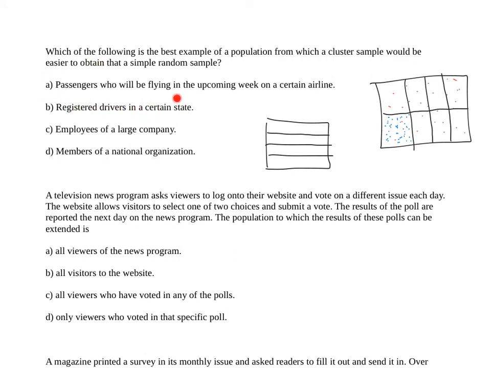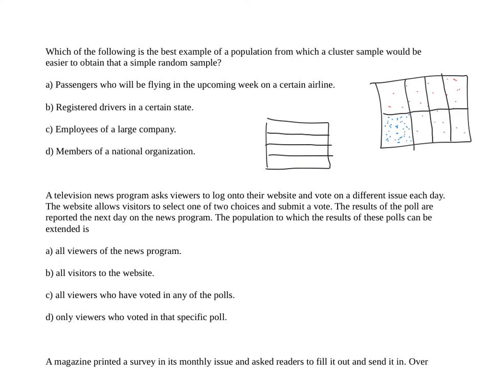And this is the one that is, I think, the easiest. You're flying in the upcoming week on a certain airline. So say Southwest Airlines wants to poll people who are flying with them. Well, what's an easy way for them to obtain cluster samples? You just take people on certain flights, right? I mean, you don't have to get every single flight, but say you get flights from around the country, going to different destinations. So maybe you just pick 10 flights at random, and then within those flights, you sample people.